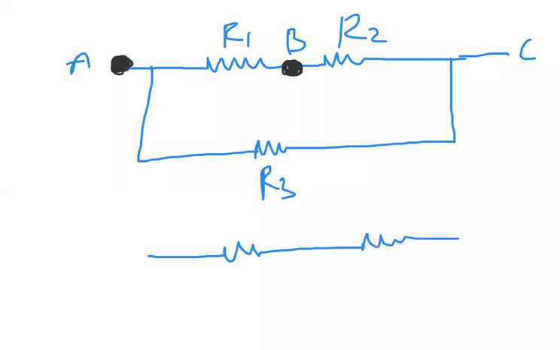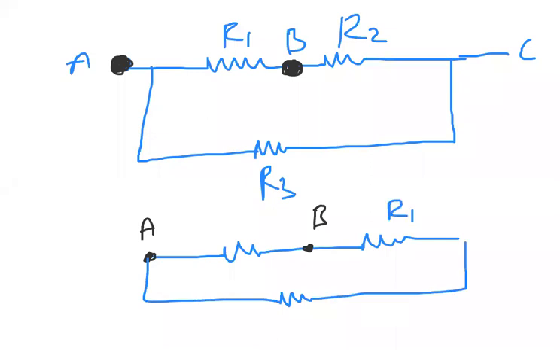This point is what I wrote here, A. Now this point is A and this point is B. And these two resistances, R1 and R2, are connected like this. Leave the point C first, because they're not asking between A and C. They're asking between A and B.